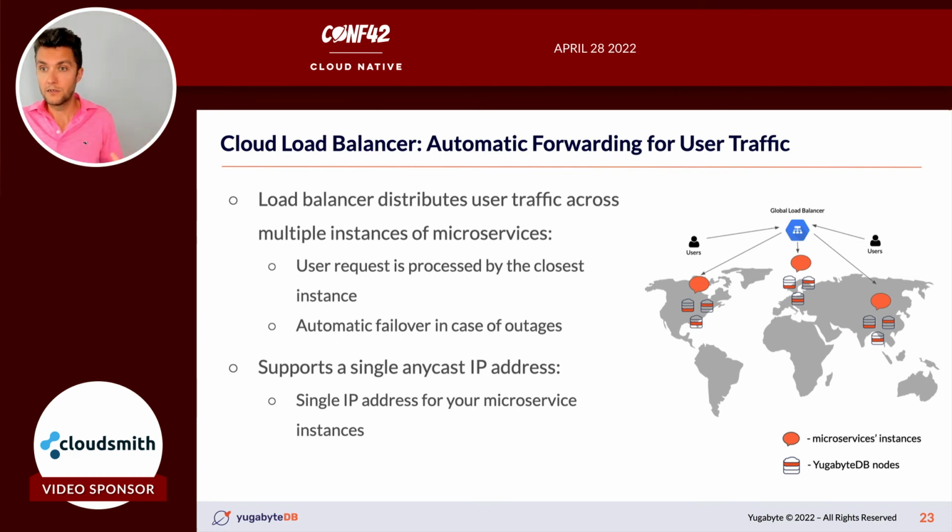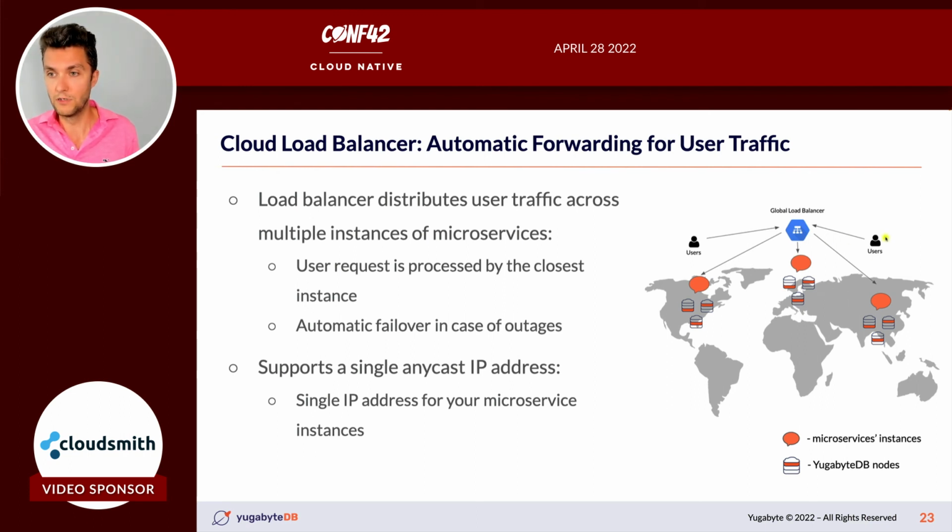A load balancer provides you with an anycast IP address, a single external IP address that can be used by your front-end applications and your mobile applications. And when someone connects to your front end, depending on the location of this user, the global load balancer will send this request to the closest microservice and to the closest database nodes that are located close to this user. Let's take an example.